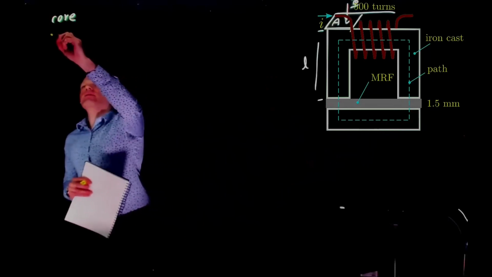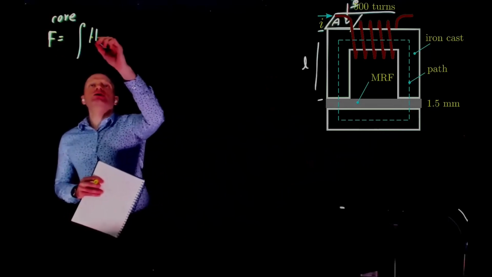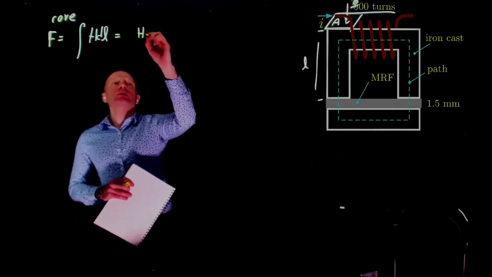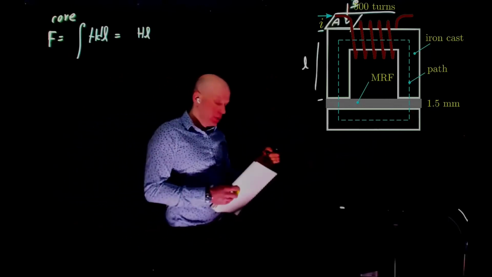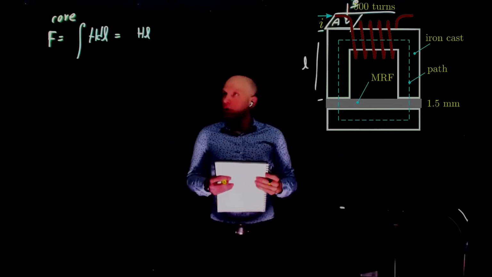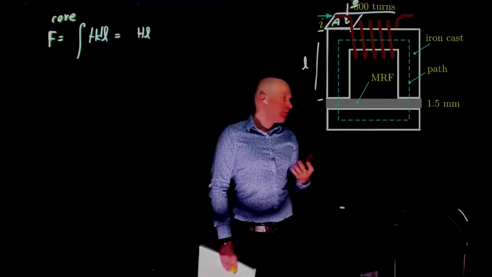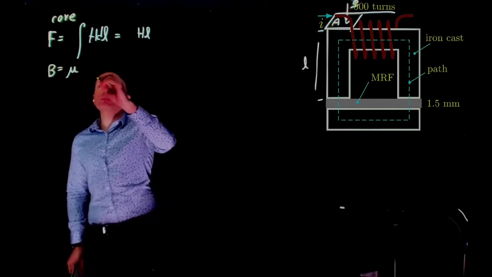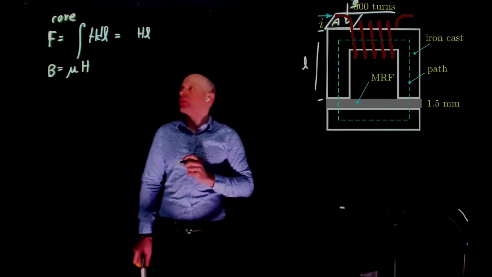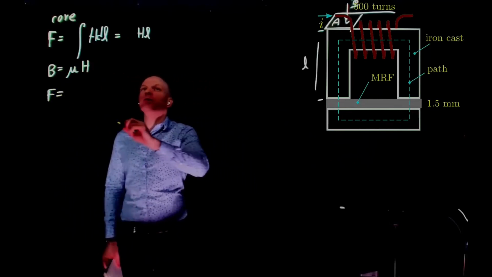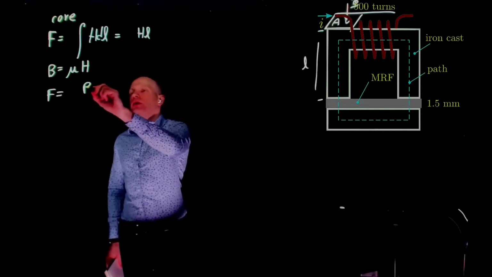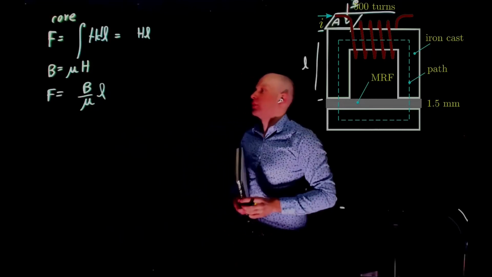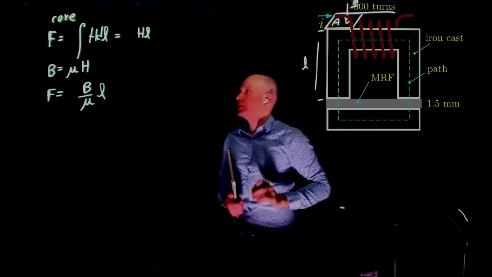We know that the magnetomotive force is the integral of H dL, which in this case can be simply H times L. We know L well enough. What is H? We don't have H, we have B. And we know that B equals mu times H. So the magnetomotive force required here would be B over mu times L. Does that make sense?